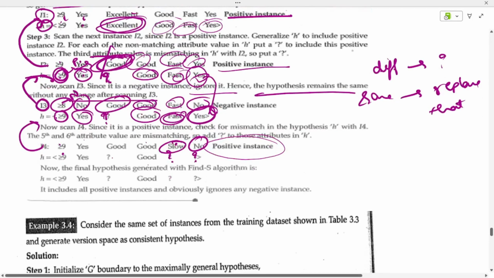So the final hypothesis is greater than or equal to 9, yes, question mark, good, question mark, question mark. This is how the Find-S algorithm works.